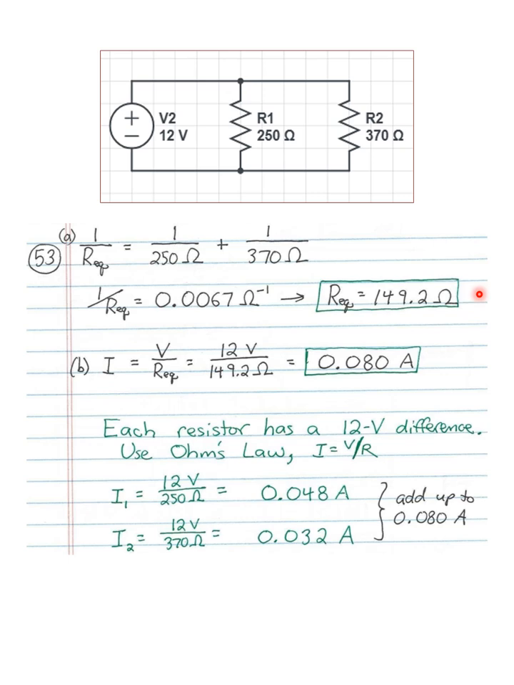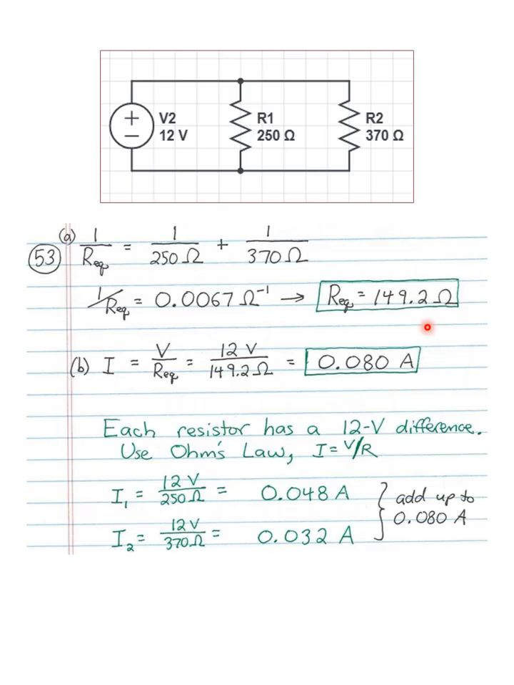And you can make a reasonable assessment. Does this sound about right? It should generally be in the same ballpark. So 149 ohms is in the same ballpark as 250 and 370, but also it will be less than any one of those individuals. So the lesser of those two resistances is 250, and the equivalent resistance is always going to be less than that. So 149.2, that checks out.